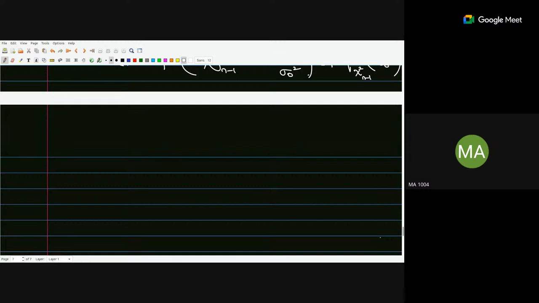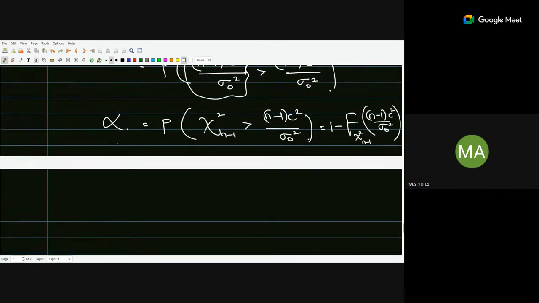Or sometimes alpha is given. Just like the previous example we did, alpha will be given and some value will be given, the test statistic value will be given to you. You compute C and then compare the test statistic value, that means S square will be given to you. You compare that with C square and conclude something.